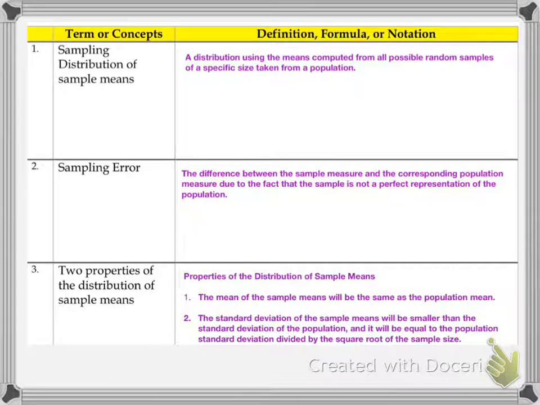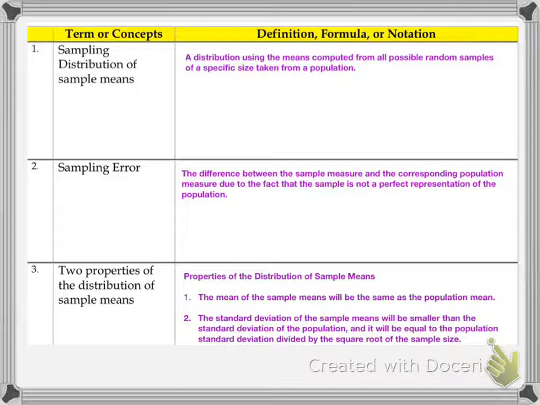It's sort of similar to what we've been dealing with in terms of our normal distribution. So you still will need your table. And in fact, make sure you have your table handy when you're going over these video notes. Okay, the Z table. All right, so sampling distribution of sample means, that definition.